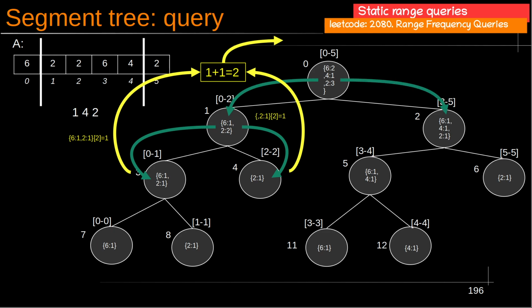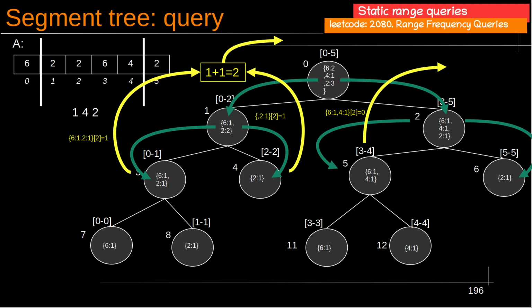Now we go right, because we have a partial overlap between 1, 4 and 0, 5. We go right. 3, 5 and 1, 4, we have a partial overlap. We go left and right. We go left first. 1, 4 and 3, 4, we have a total overlap. So we return that result. 6 1, 4 1 over value 2, we have 0 because we don't have 2 on that map.